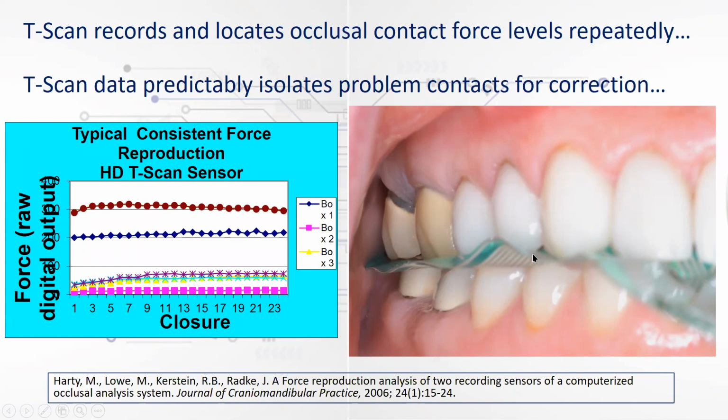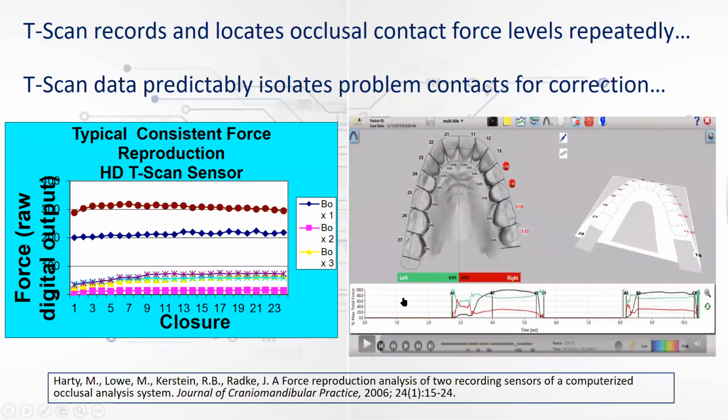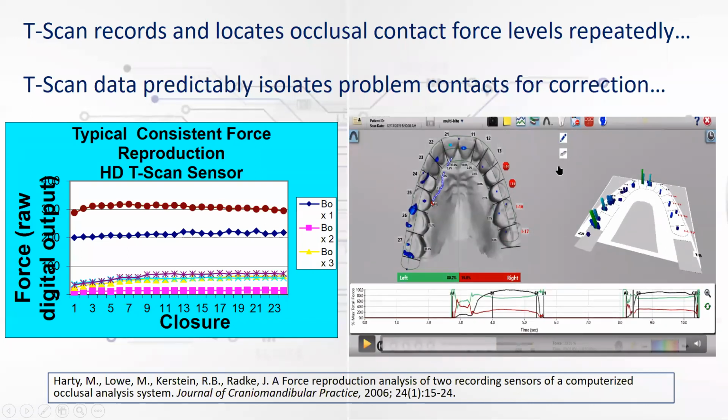Virtual articulation doesn't capture this information, and that's because we're really taking pictures of teeth instead of measuring the forces between the teeth. What you receive is a digital output of transitory changes in occlusal forces, and you get to see the timing.